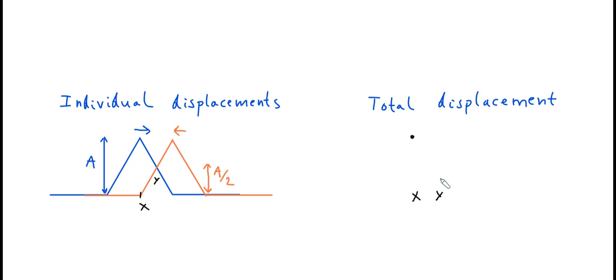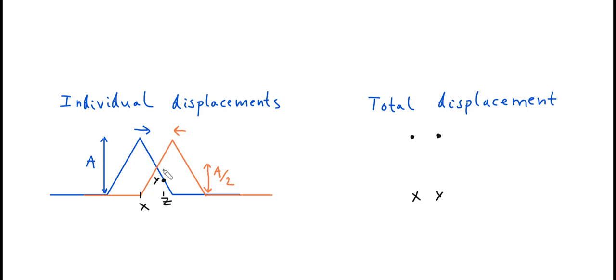So at point y, the displacement is exactly the same as at point x. Now what about at a point slightly to the right of y, say around here? Let's call it point z again. So at point z, we can see that the displacement of the blue wave is a bit less than A over 2. Maybe it's around a quarter A.